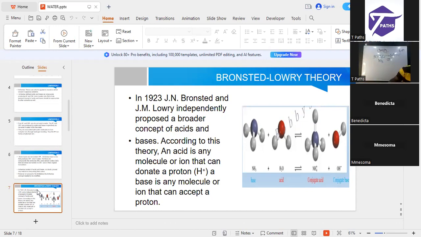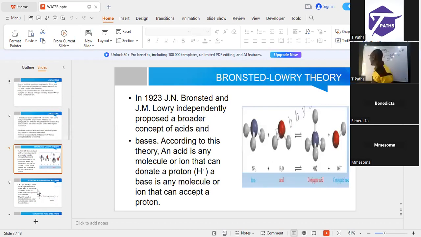and the Bronsted-Lowry base. And what does it mean in this acid? What does it mean in this base? It's trying to tell us that the Bronsted-Lowry acid donates a proton, but the base accepts a proton. They accept a proton.